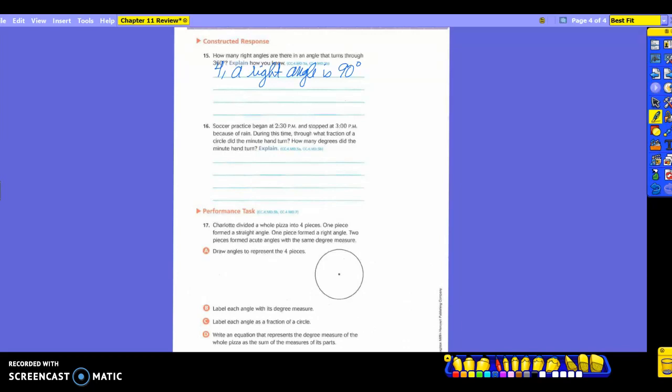So a right angle is 90 degrees and turns 1/4 of a circle. That's your first sentence.